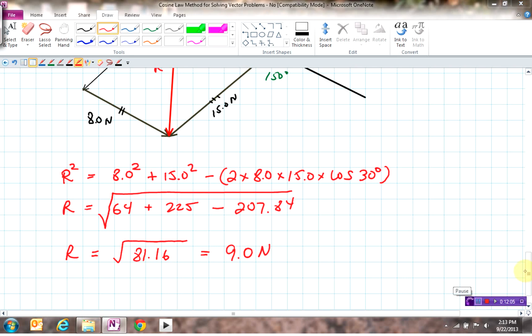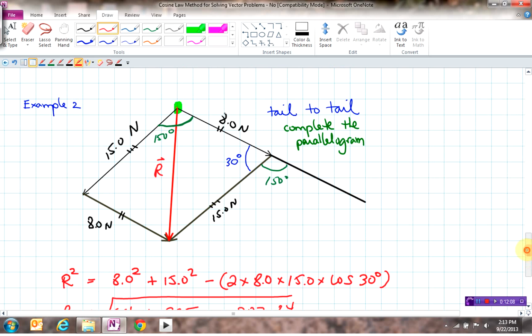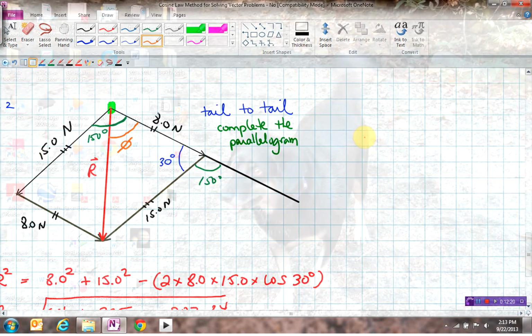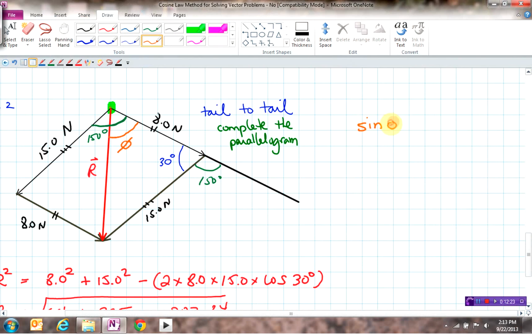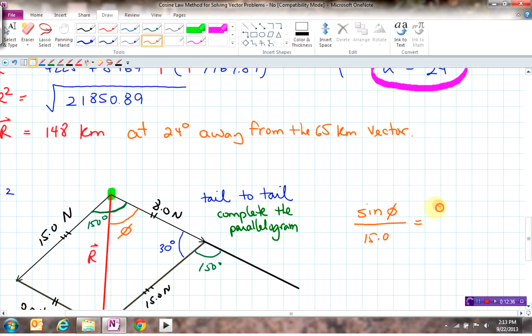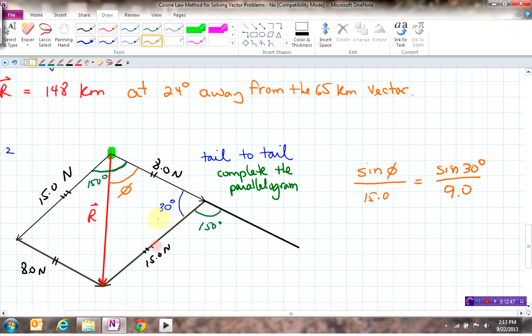However, just like before, that only gives you the magnitude. You need to find a direction. Now you can find either that angle or that angle. Let's go ahead and find this angle here, and let's call this theta right in there. So just like before, we're going to go sine theta divided by the side opposite to theta, which in this case is 15.0, is going to equal sine 30 divided by the r value that we know, which is 9.0. We know this is now 9 in here.